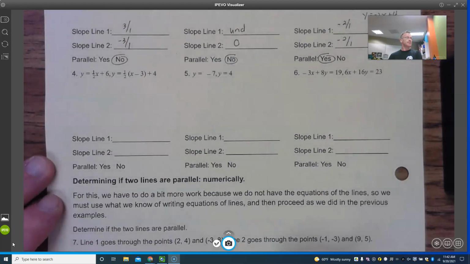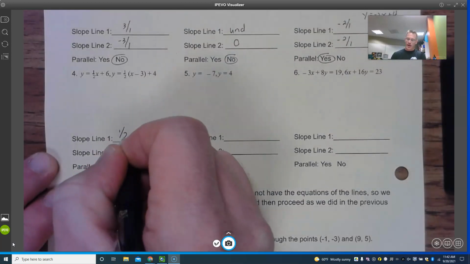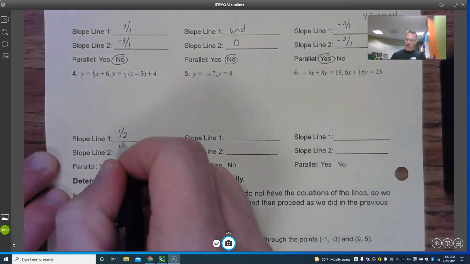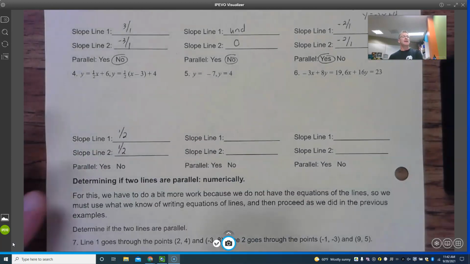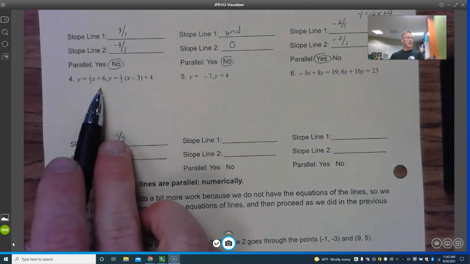So let's look at number 4. When I look at number 4, once again, I can look at this line in slope-intercept form. It has a slope of 1/2. I can look at this line in point-slope form. I can see that it has a slope of 1/2. So what I need to know now is, do they have different y-intercepts? Well, the y-intercept here is (0, 6).